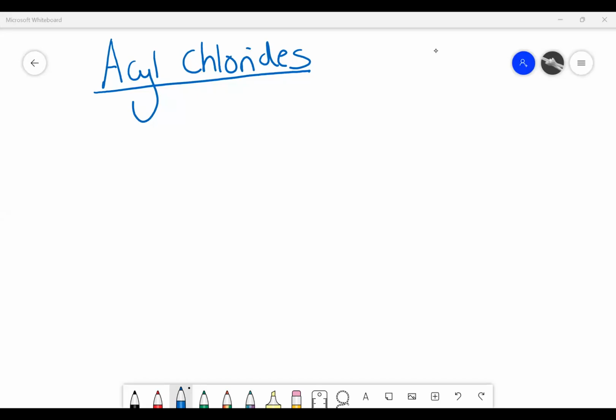Okay, so what we're going to look at today is acyl chlorides, just carrying on with the organic chemistry topic. Acyl chlorides are really, really easy to make, and they're a really good starting point for making other types of molecules. First of all, we'll look at what their functional group is. Their functional group is COCl.